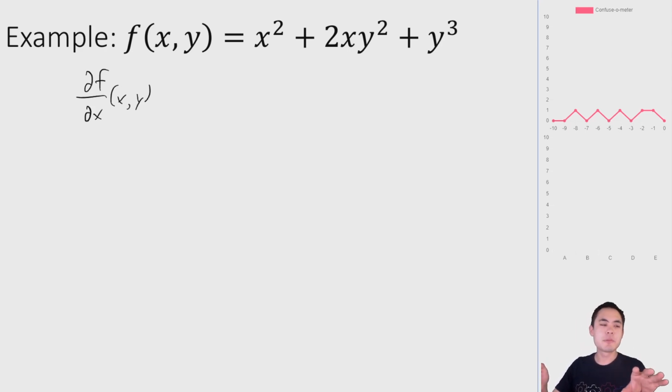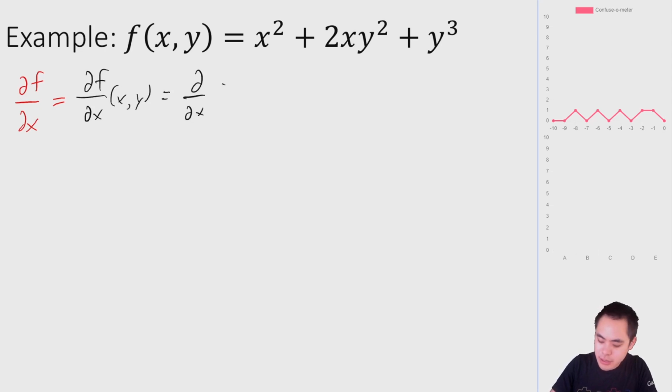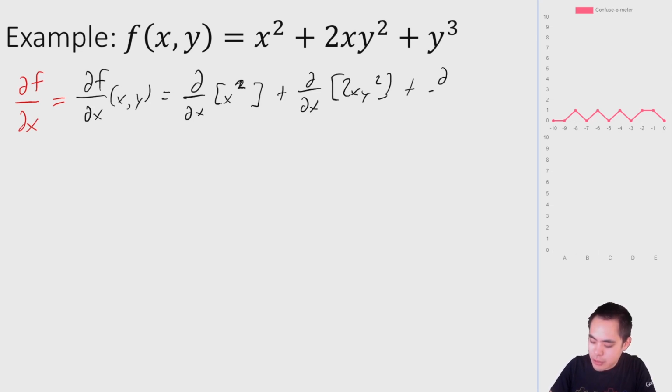Note that I'm writing it as a function of x y just to drive home the point that it's a two-variable function, but very often, especially later on, you'll see this as just del f by del x. You don't always write down the fact that it's a function. So this is del by del x of, and you can of course take the derivative of each part individually, so I'm going to split this up: del by del x of x squared plus del by del x of 2x y squared plus del by del x of y cubed. Of course, it's derivatives, and so you can split it up.